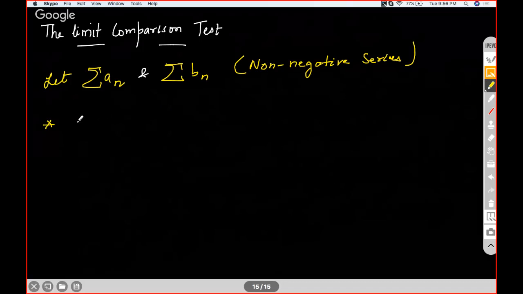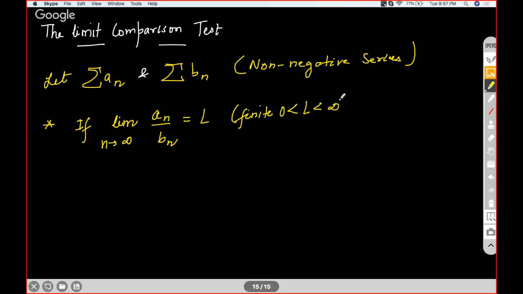Now note down the following things. If limit as n tends to infinity, an by bn is equal to L, where L is a finite quantity between 0 and infinity, not 0 and not infinity, then we say both the series, this and this, diverge and converge together.